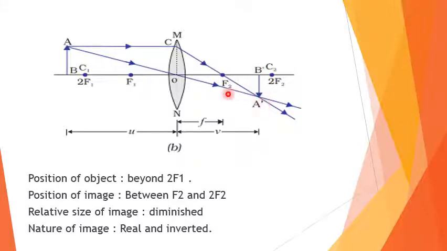And where is this image? Between F2 and 2F2. How is this image? Diminished, means small as compared to the object. Okay, and what is the nature? It is real and it is inverted.